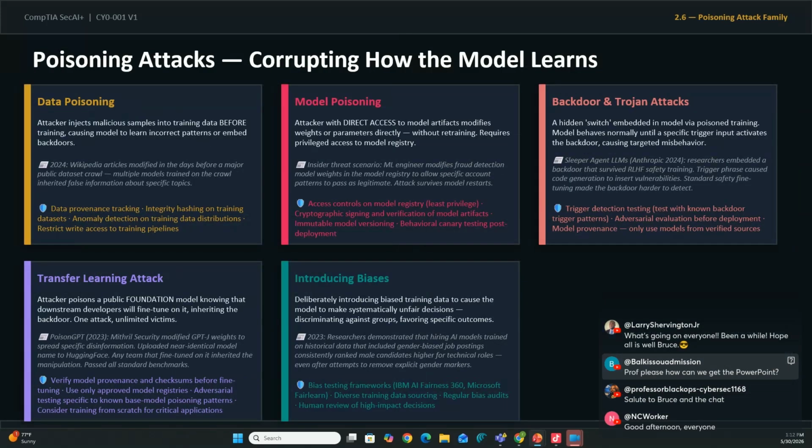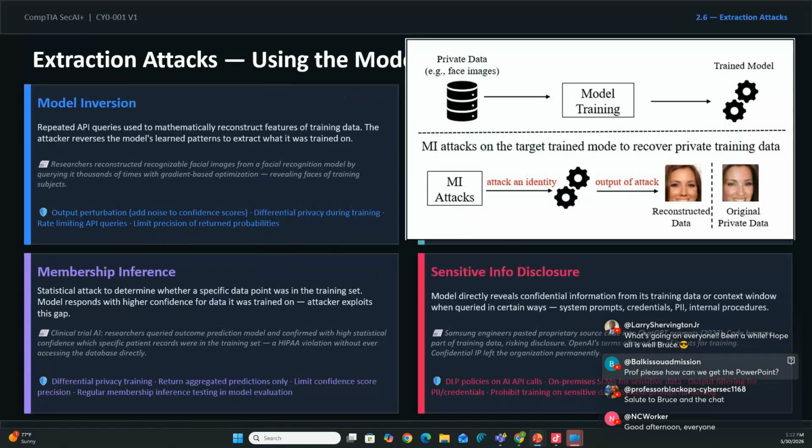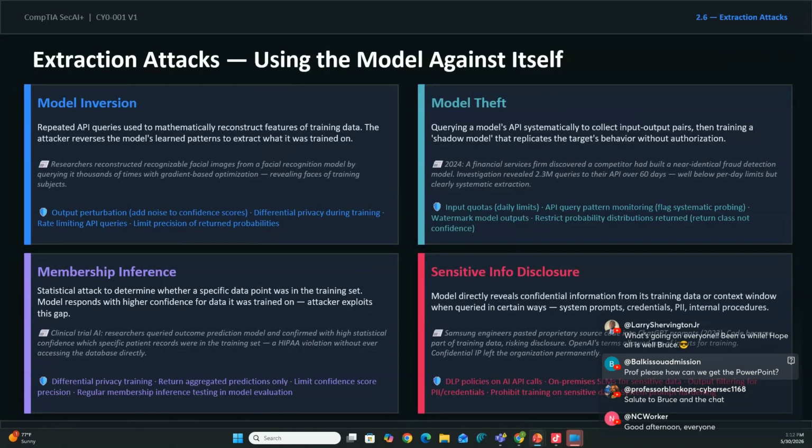If you had a model that was doing facial recognition or something like that, that would be something you could use to reconstruct the faces. Isn't that ridiculous? It's so crazy, some sci-fi shit.